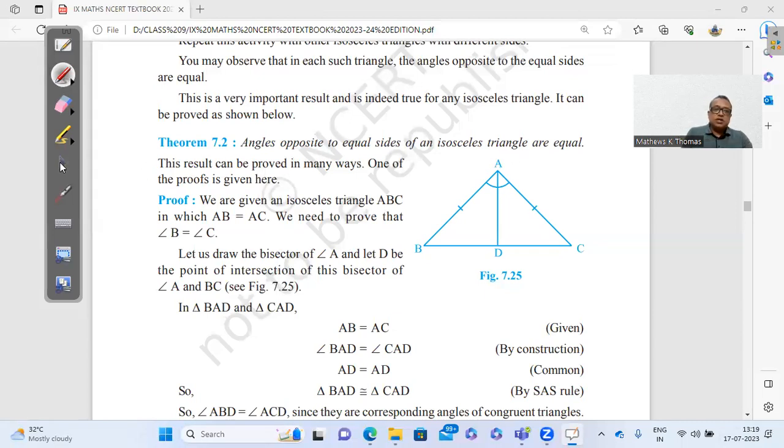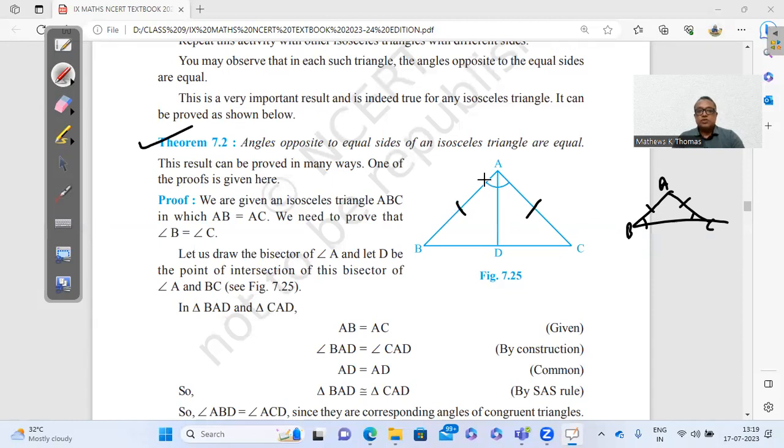So this is theorem 7.2. We need to do this theorem 7.2 before we proceed. That is, angles opposite equal sides of an isosceles triangle are equal. So if you have a triangle which is isosceles, that means two sides are equal, AB and AC are equal. We have to prove that the angles opposite to them will be equal. That means we have to prove that angle B equals angle C. So what is given to us is that this is isosceles, the sides AB and AC are equal, and we have to prove that angle B equals angle C.